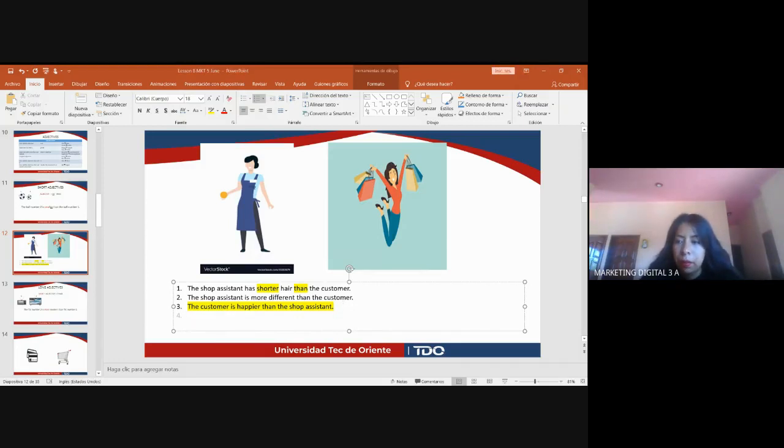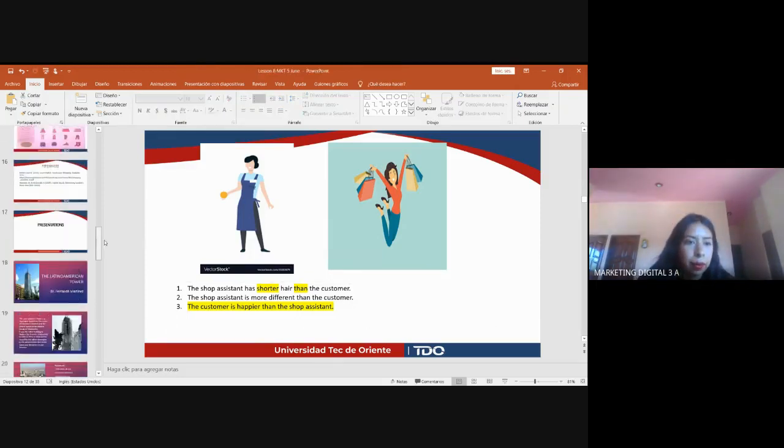Mau, the shop assistant has a blue shirt and a red one. Okay, Mauricio, sí, está bien. But what I want you to do is to make comparisons. Que hagas comparaciones usando el than, como tus compañeros lo están haciendo, as your classmates are doing. And we have the examples. The shop assistant has shorter hair than the customer, or the customer is happier than the shop assistant. So you need to check that.